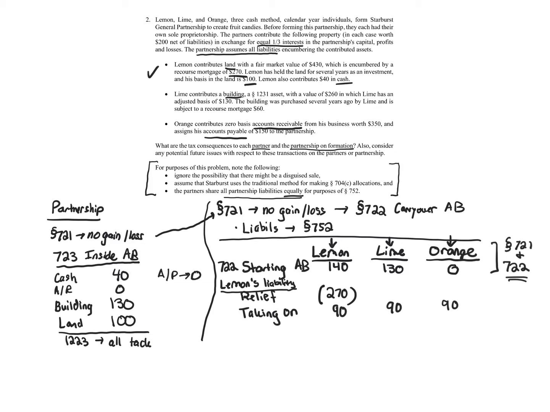Let's now look at Lime. With respect to Lime, let's do the same thing for Lime. So Lime's liability, we're told, is $60. So we have relief. So we go to Lime, 60.